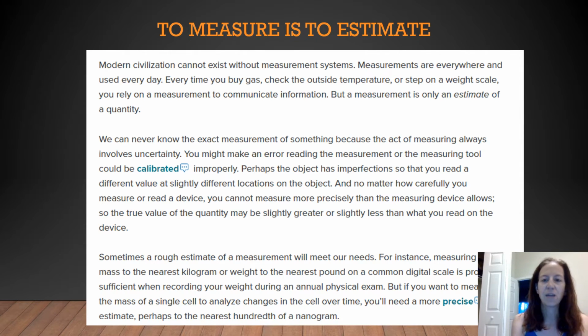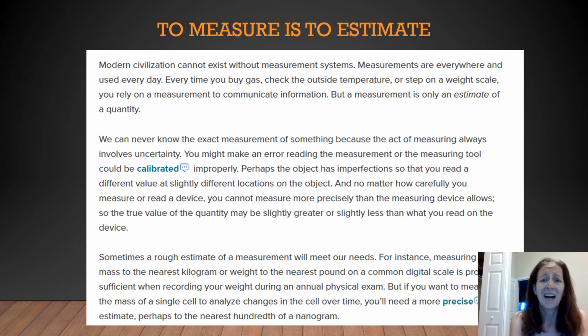Perhaps the object has imperfections so that you read a different value at a slightly different location on the object. I know the older version of this activity had you measuring the width, not the width, but the depth, right? The skinny part of a credit card. And you think, oh, a credit card, that's the same thickness all the way through. And yet it's often not, when you get accurate and precise enough. I'm being kind of careless with my use of those words.